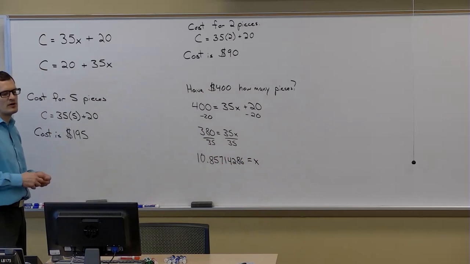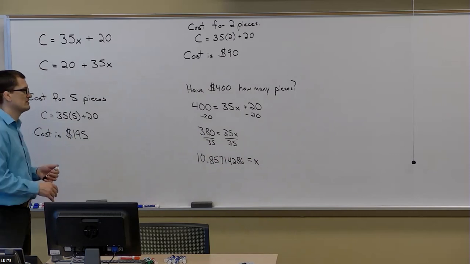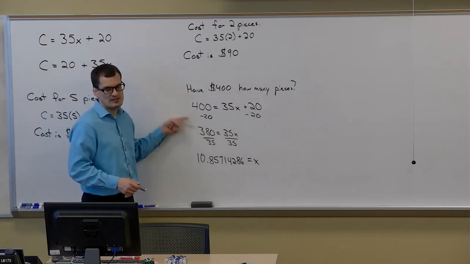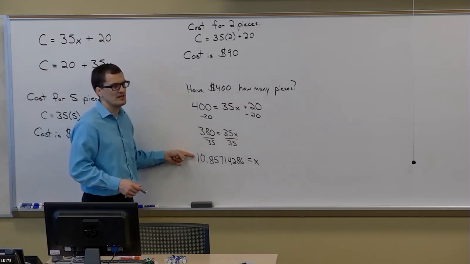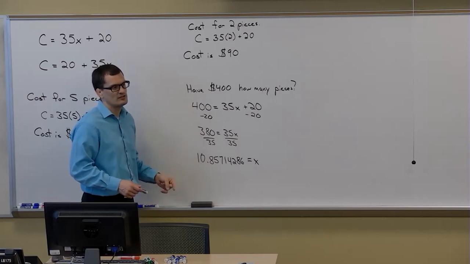Now, if you had $400, how many items of furniture could you have picked up? Well, you'd have 10 items, right? 10 items will be under 400, 11 items will get you over 400. So if you have $400, you can pick up 10 items.